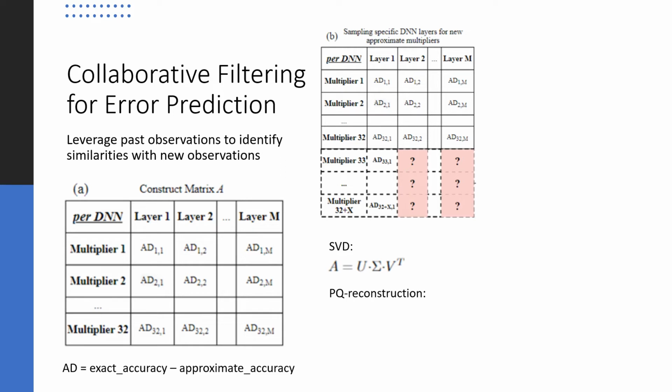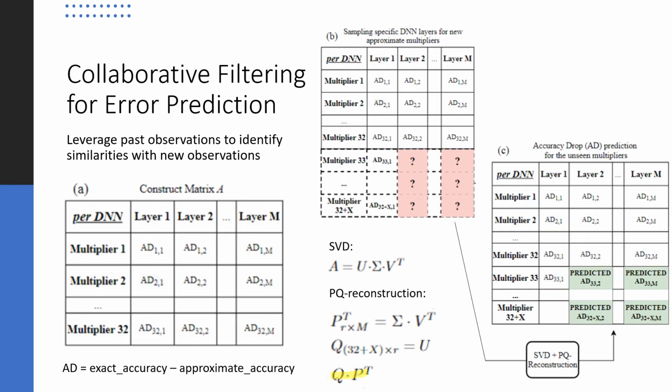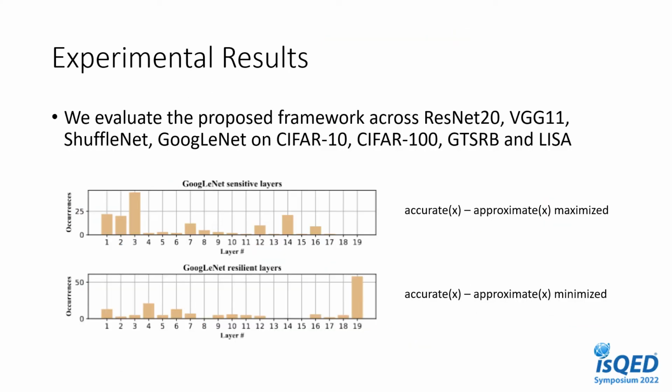After decomposing matrix A, we apply PQ reconstruction to fill in the missing values of A. If R is the rank of matrix A, then PQ reconstruction will result in these two matrices, where this relation approximates the initial matrix A and fills in the missing values. We evaluated 4 DNN models across 4 different datasets.